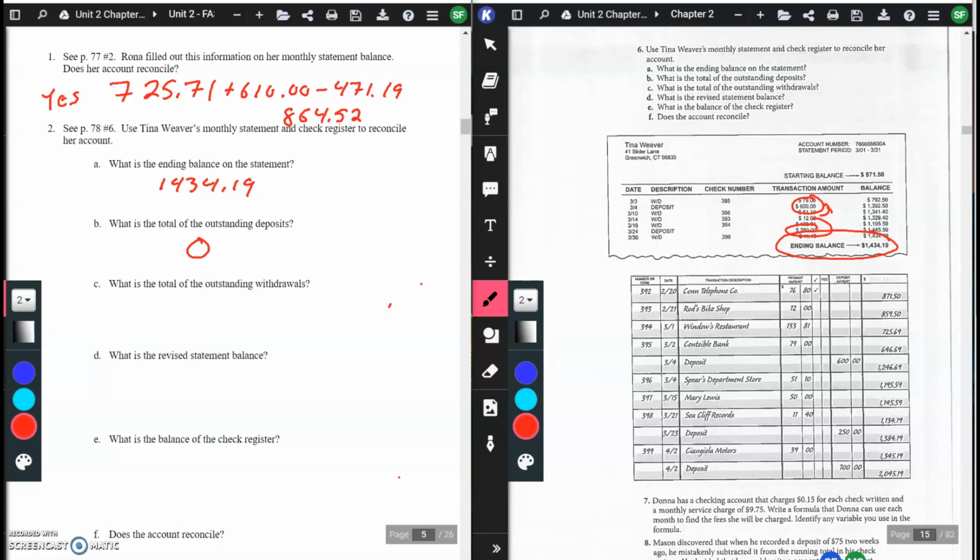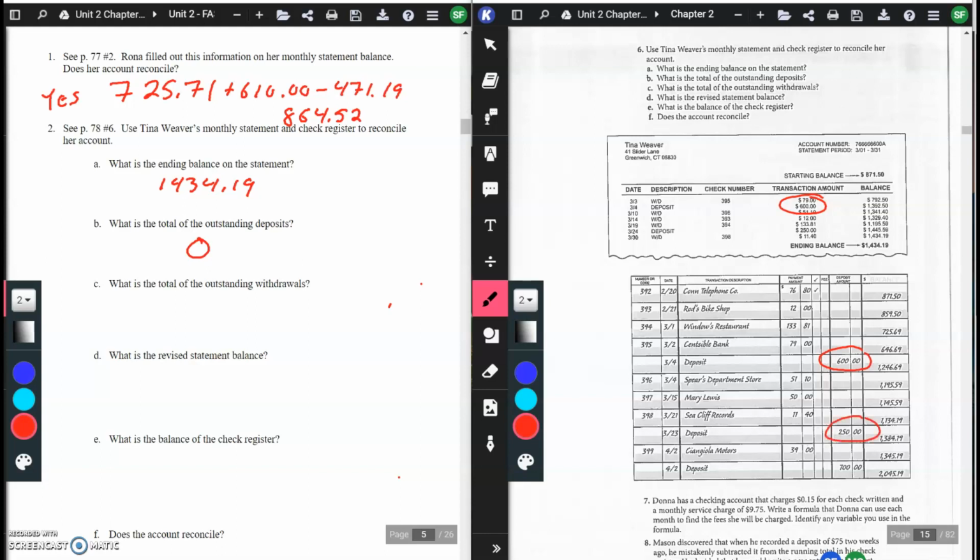For part C, what is the total outstanding withdrawals? Okay, we have a withdrawal of, if we look on her record down here at the bottom, we have, so I'm going to go back real quick and just show you the difference here of this top number, or this top sheet up here, that's the bank statement. The bottom one is the one that Tina keeps herself. All right, so back for total outstanding deposits, I see a deposit right here, okay, for $600, and I see it up here as well for $600.